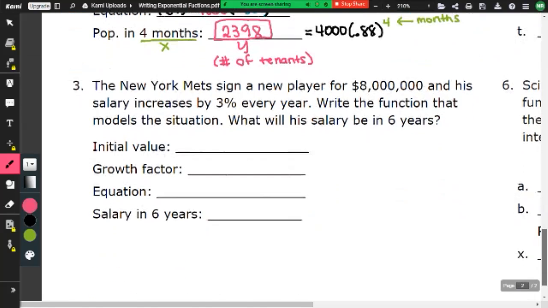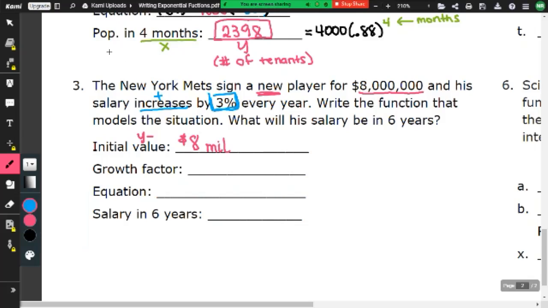All right, number 3. New York Mets sign a new player. He's brand new. For how much? 8 million. So my initial Y value is what? 8 million. I'm just going to put mil for now. I'm actually going to write the whole number out in the equation, but for now I'm just going to write 8 mil. All right. And it says his salary increases. So that means we're adding 3%.